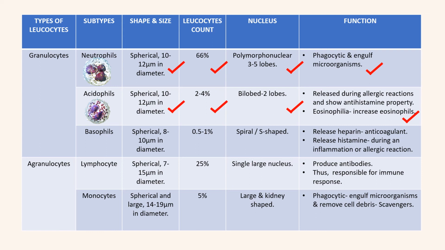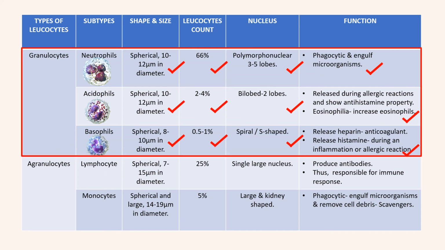The third type of granulocytes is basophils. These are also spherical, but about 8 to 10 micrometer in diameter. These constitute about 0.5 to 1% of the total leukocytes. The nucleus of basophils is usually spiral, or S-shaped. These help by releasing heparin, which is an anticoagulant, and histamine, which is useful during inflammation or any allergic reaction. This completes the first type of leukocytes.